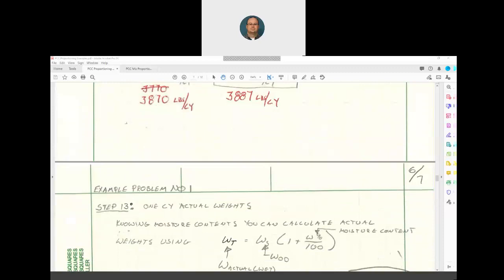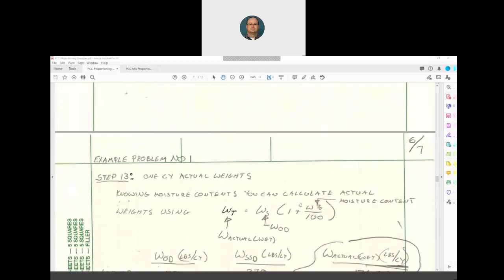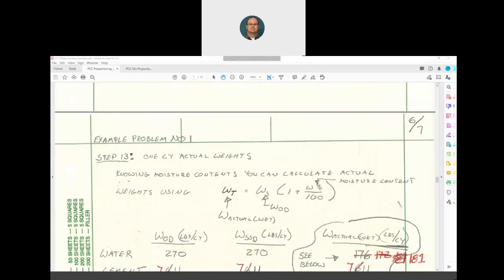Step 13 is calculate 1 cubic yard actual weights. Knowing moisture contents, you can calculate actual weights. We use this formula again.